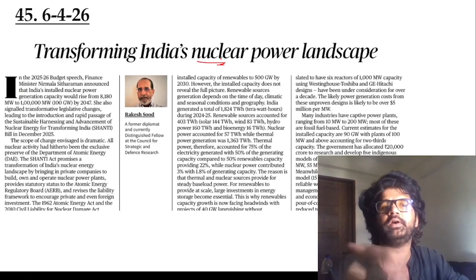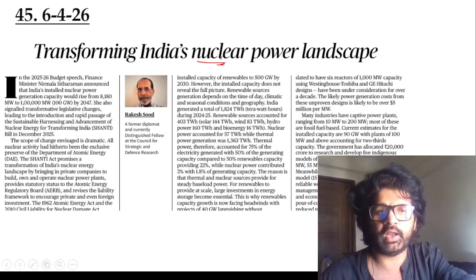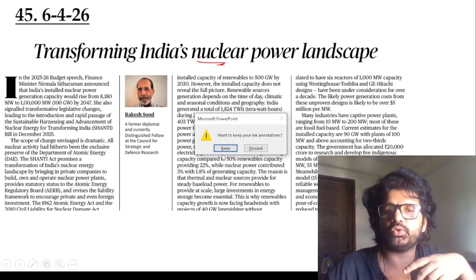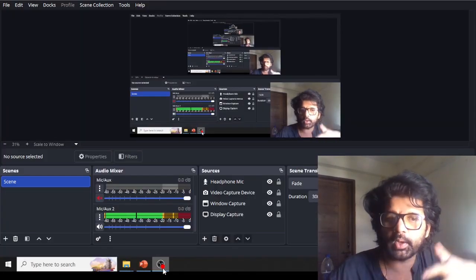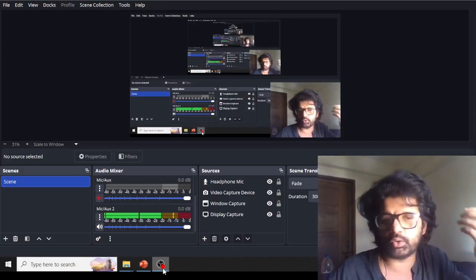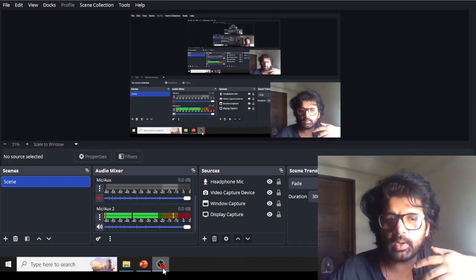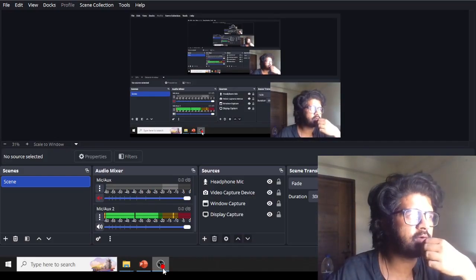Next article, transforming India's nuclear power. See what I have done. I have connected all these nuclear related news at the same place so that you don't face any difficulty in understanding things. You have now understood enrichment. Now we'll talk about India's three-stage nuclear program, pressurized heavy water reactor, plutonium-based fast breeder reactors and all.